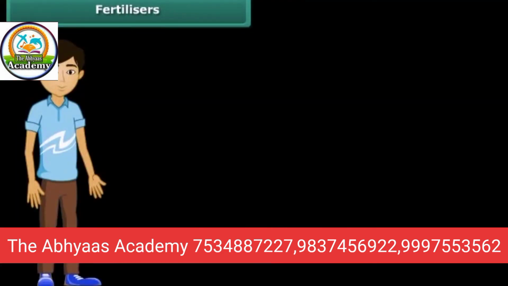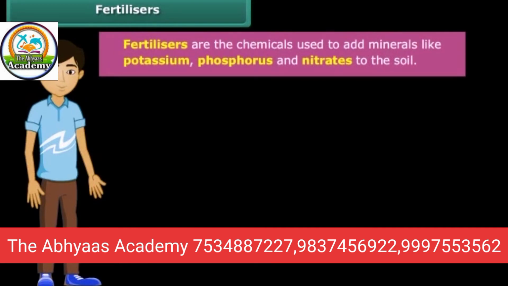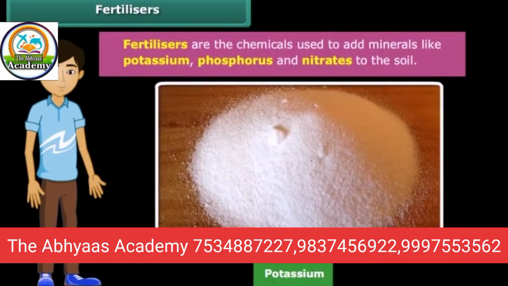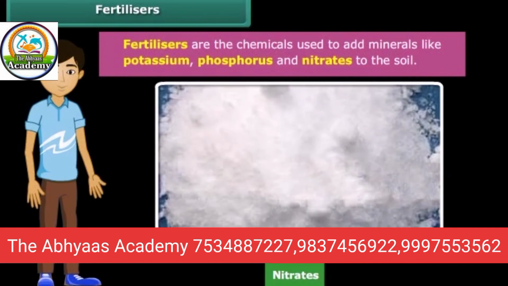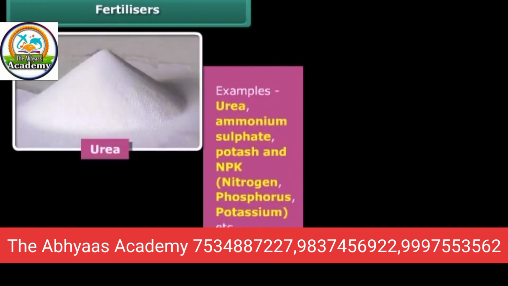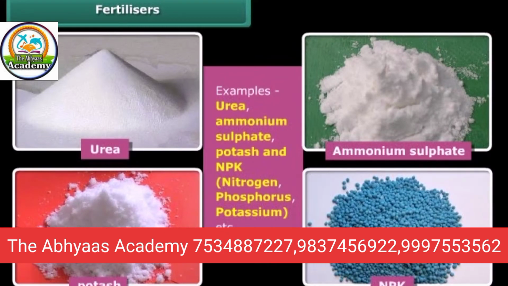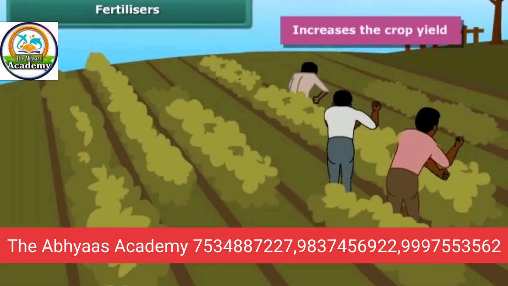Like manure, fertilizers are also used in replenishing the lost nutrients and minerals in the soil. Fertilizers are the chemicals used to add minerals like potassium, phosphorus, and nitrates to the soil. Fertilizers are produced in factories. Some examples of fertilizers are urea, ammonium sulfate, potash, and NPK, that is, nitrogen, phosphorus, and potassium. The use of fertilizers increases the crop yield.